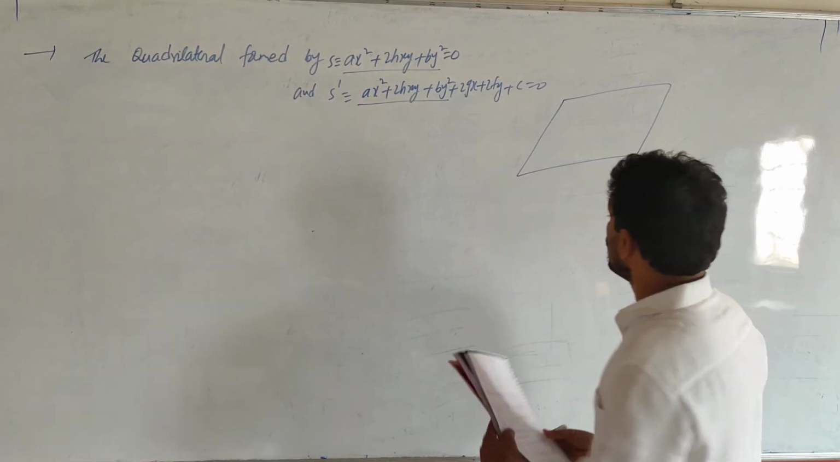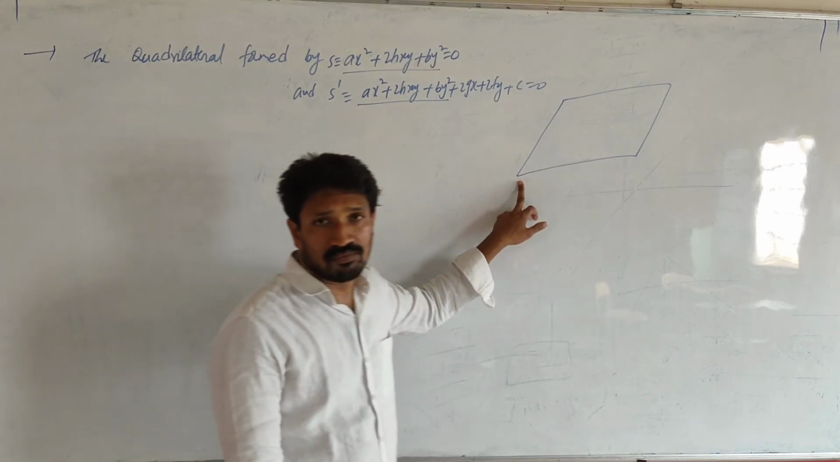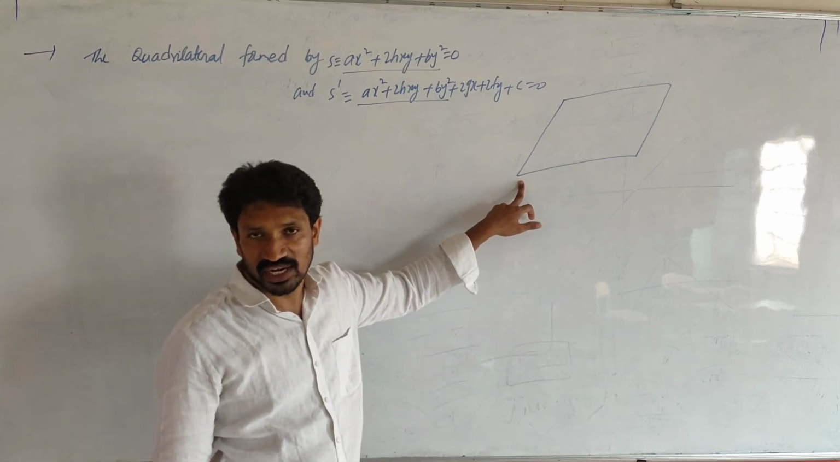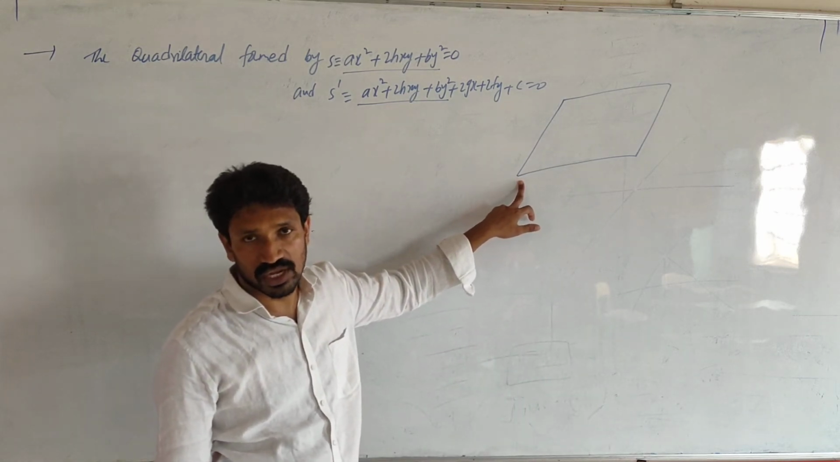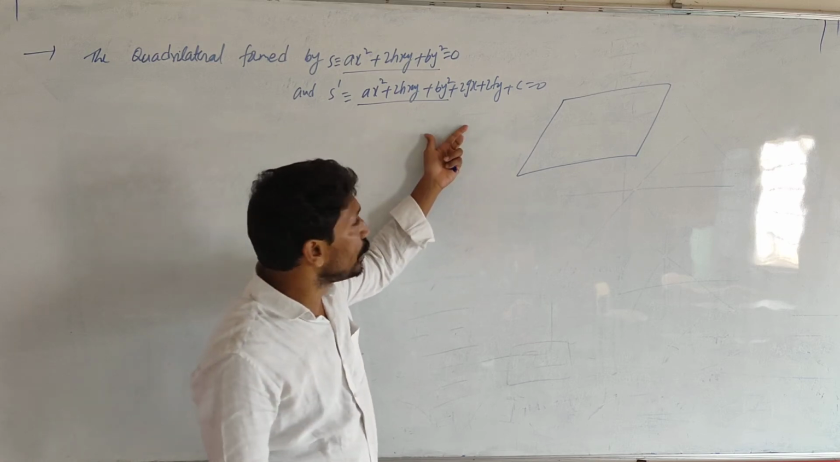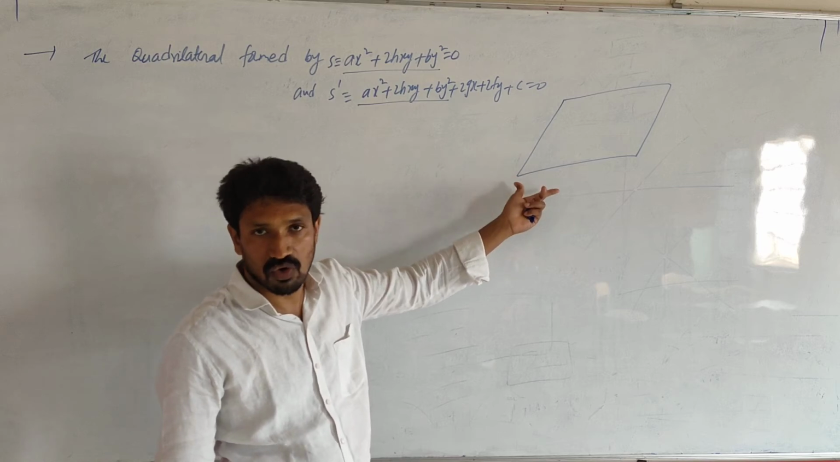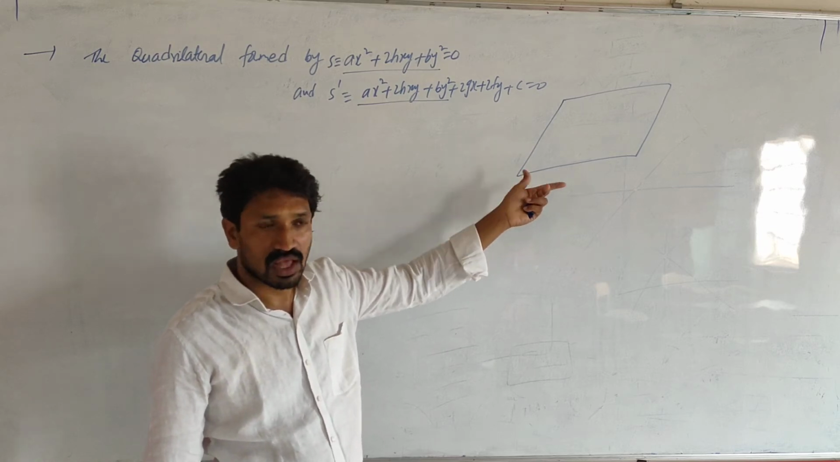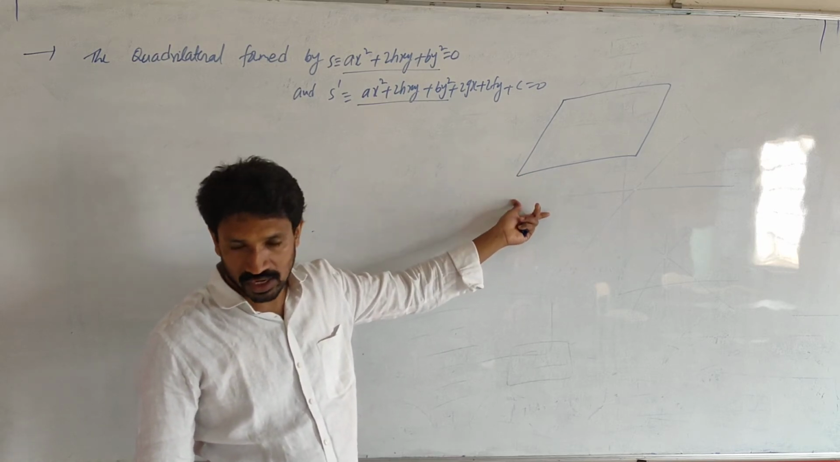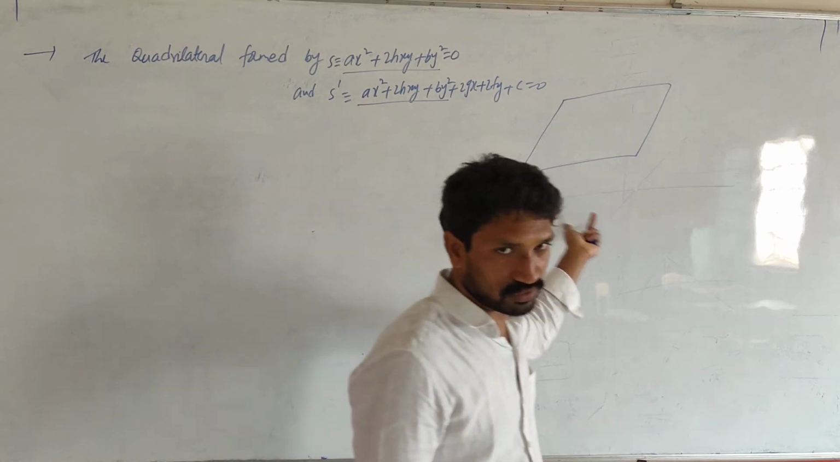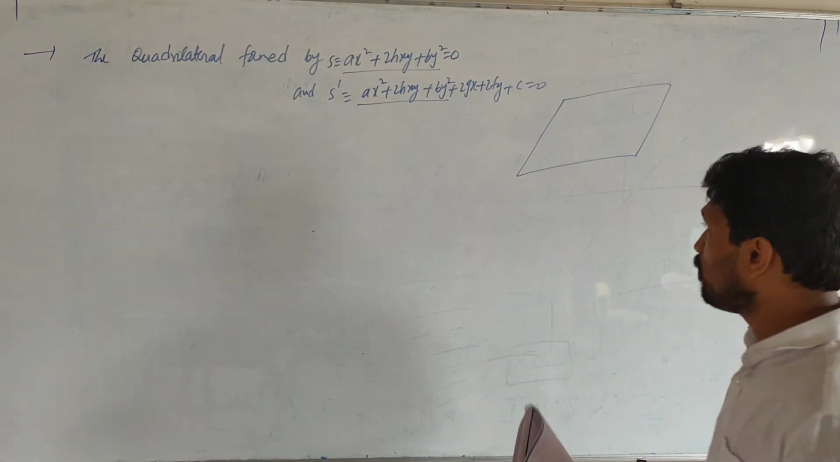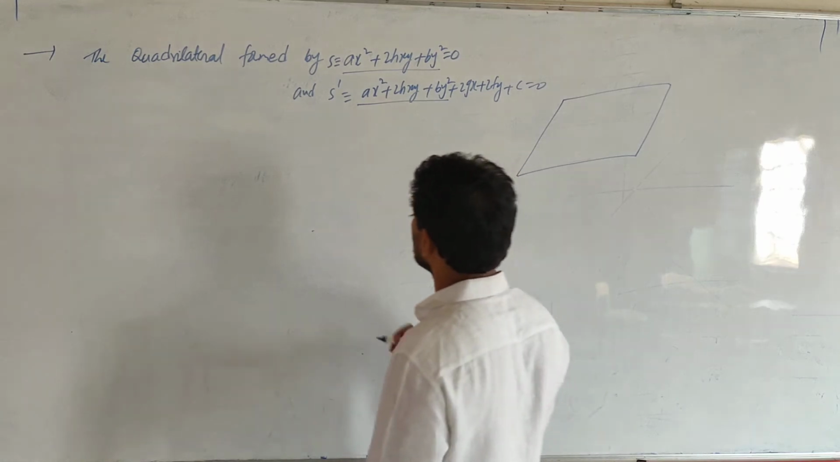If it is a parallelogram, it may be a square, rectangle, or rhombus also. So now I am going to discuss the nature of this quadrilateral. Is it a parallelogram, rhombus, rectangle, or square? We will follow some conditions. You know very well.